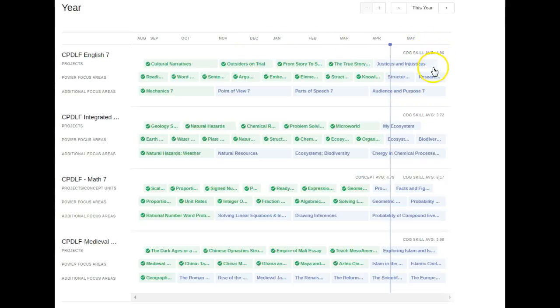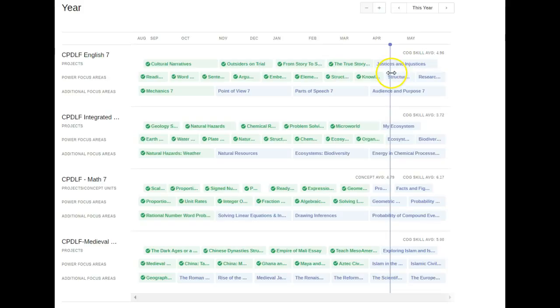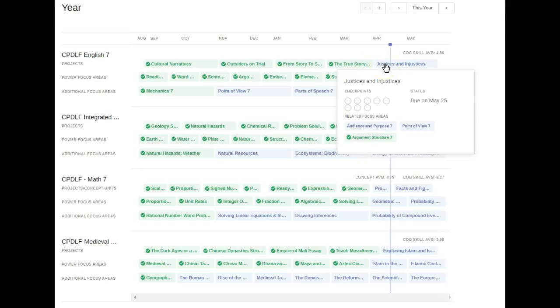So let's take a look at our last one, Justice and Injustices. If you hover over here, you're going to see a little menu of which focus areas are related to this project. These are the ones in the additional focus areas: audience and purpose, and point of view. Argumentative structure, though, was one that was in your regular power focus areas. You do not have to have additional focus areas complete to be promoted this school year. However, it really does help to boost your grade.